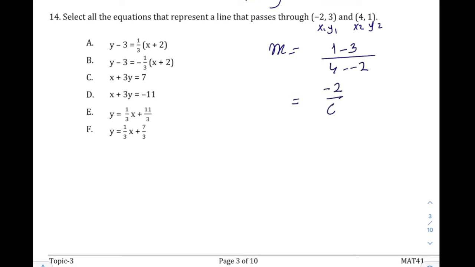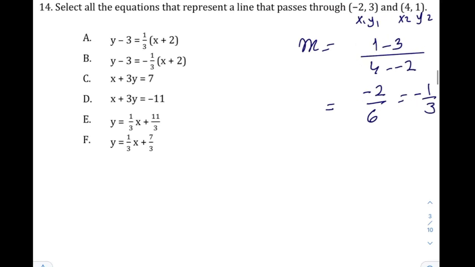Negative 2 over 6, which is negative 1 over 3. Since the slope is negative 1 over 3, definitely this is wrong. Definitely this is wrong. So don't choose these. So we have now to choose between B, C, D only.